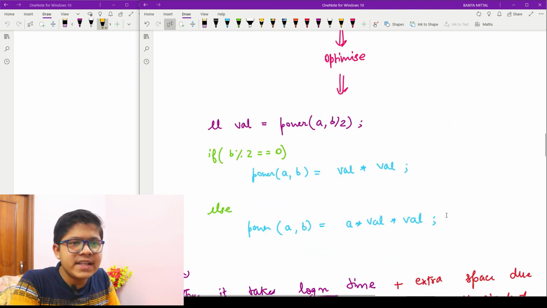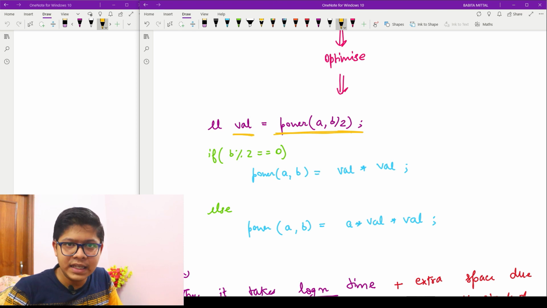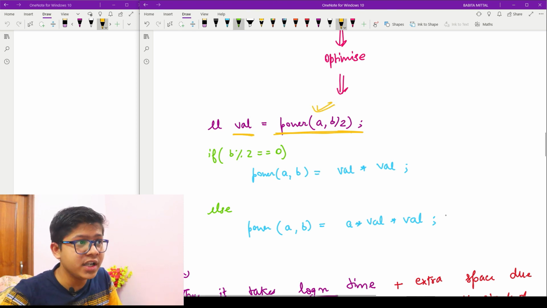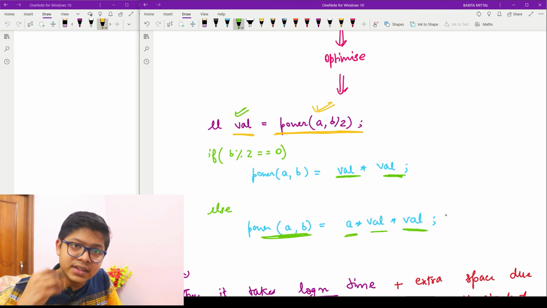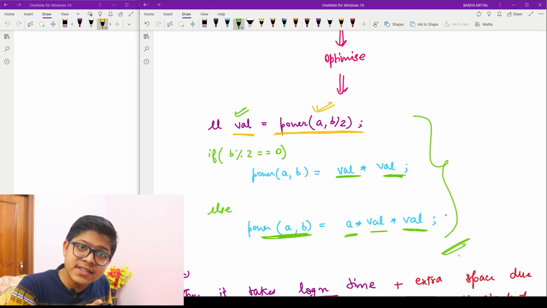I will memoize this part, which means that I will store the power of a raised to the power b by 2 in a variable called val, and instead of using this recursive function, I will just use this val value. Here as well I will just multiply a by val and val. Thus, as you can clearly see, I will obtain my answer.